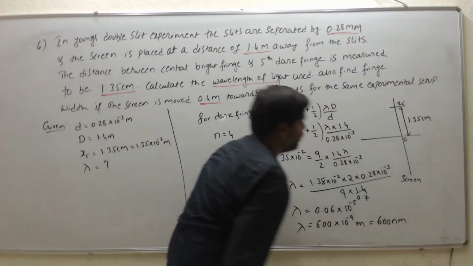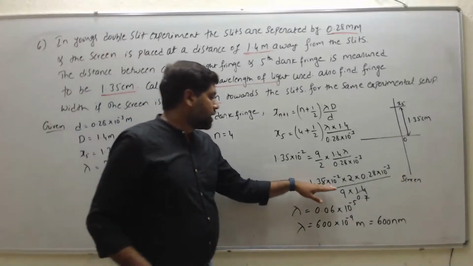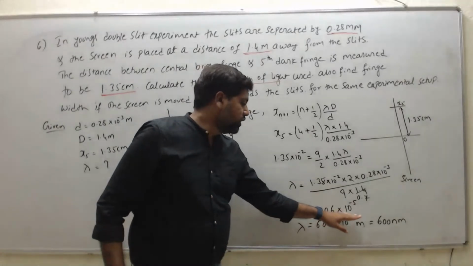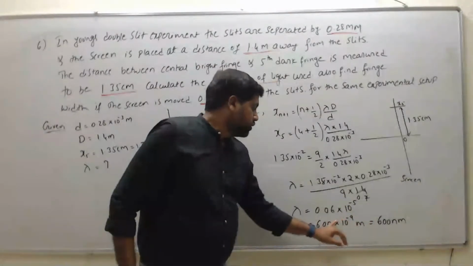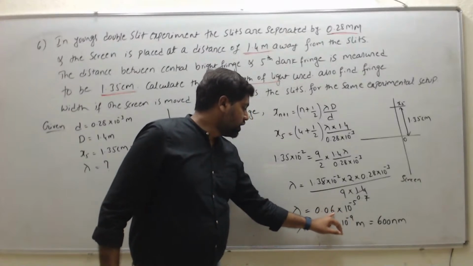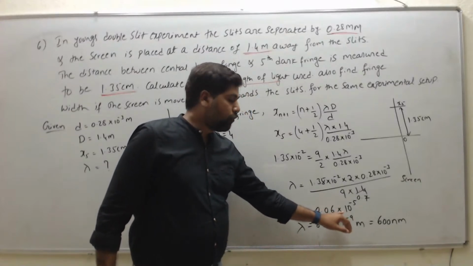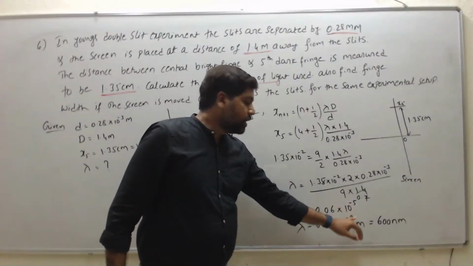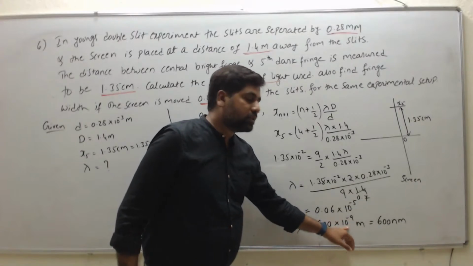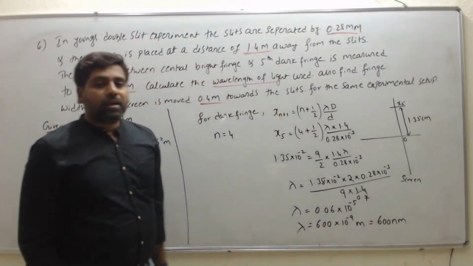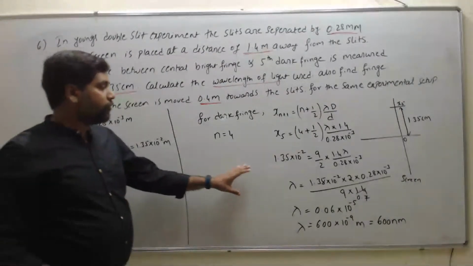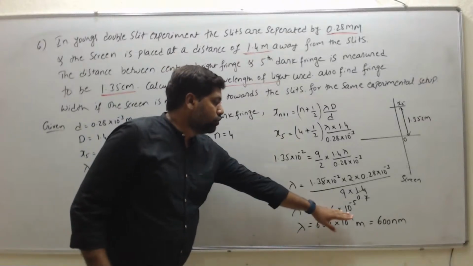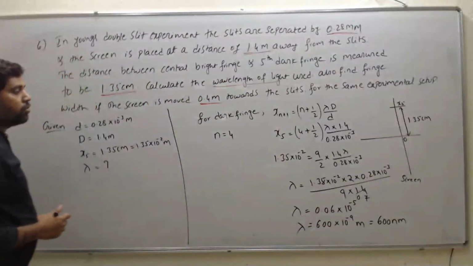That can be written as 600 nanometer. If you calculate this value by using the calculator, we get 0.06 into 10 to the power of minus 5. So we are shifting the 6 by 4 digits, that's why into 10 to the power of minus 4, and with 10 to the power of minus 5 we get 10 to the power of minus 9. So minus 9 can be written as 600 nanometer. This is the first part. By using this condition, we find the wavelength of light used, that is 600 nanometer.